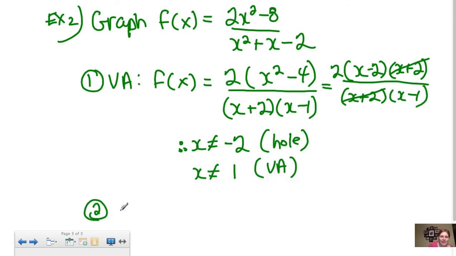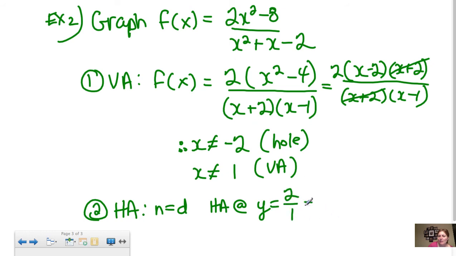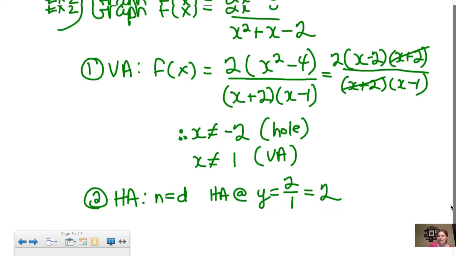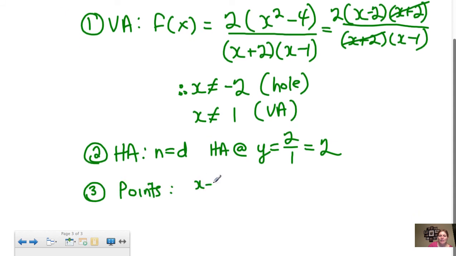The second thing I need to do is look at any horizontal asymptotes. So the numerator degree equals the denominator degree. And whenever we had that, we had a horizontal asymptote at y equals the coefficient in front of the numerator divided by the coefficient in front of the denominator. So in this case, I have a horizontal asymptote at y equals 2. Some points. So let's take a look at our x-intercepts.